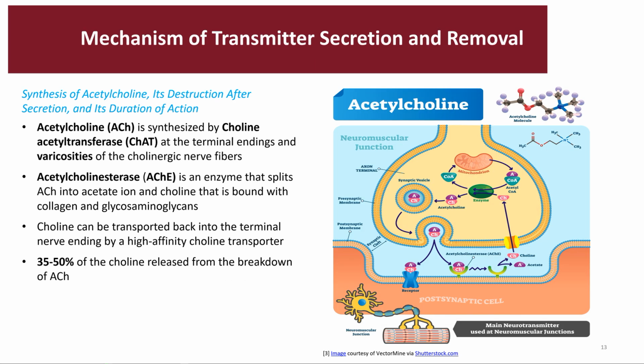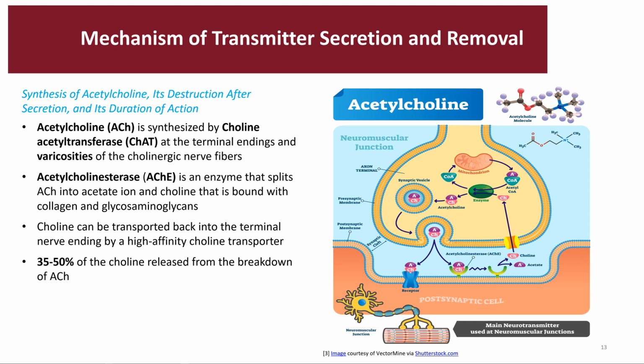Synthesis of acetylcholine, its destruction after secretion, and its duration of action. Acetylcholine is synthesized by an enzyme called choline acetyltransferase, also known as ChAT, located inside the terminal endings of the axon, as well as varicosities inside cholinergic nerve fibers. Varicosities are the swellings where it pockets the nerve vesicles and releases neurotransmitters.